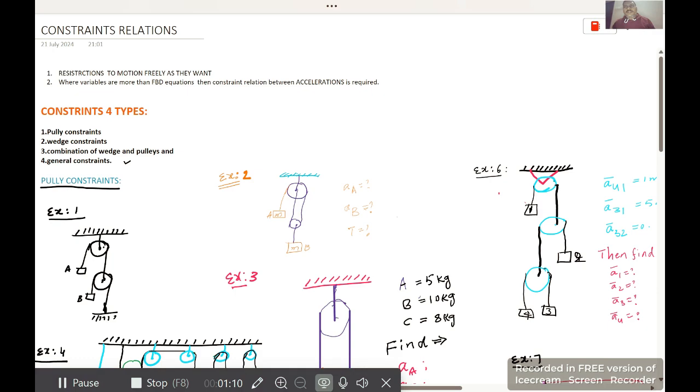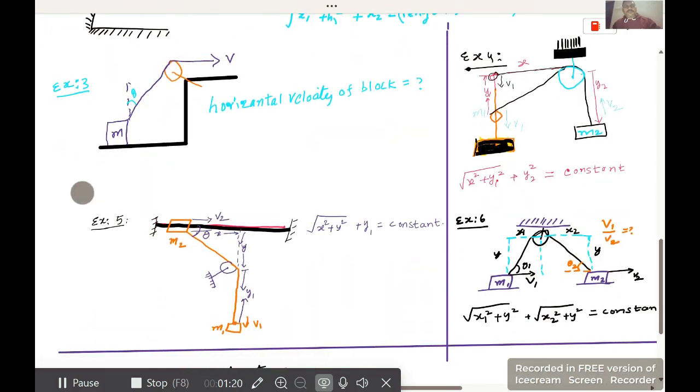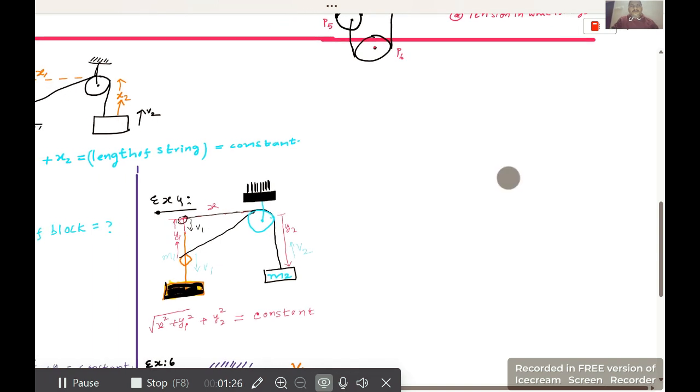In general constraints, only two methods will be followed. Here I have taken examples. The first method, method one, is that the length of the string is constant.